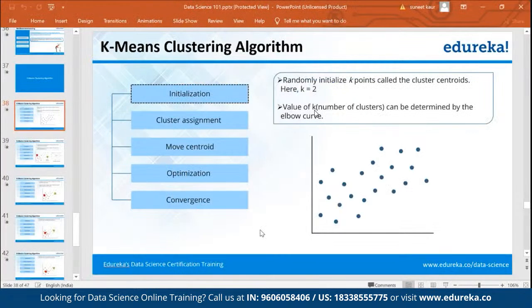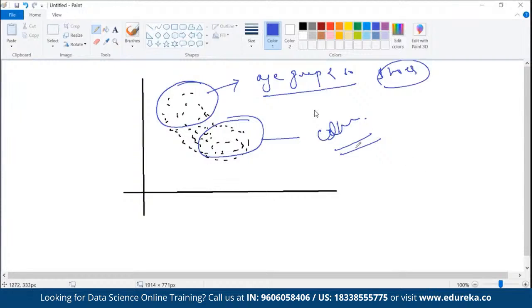Okay, so how does this algorithm work? I'll give you the basic idea of how it works. First of all, you randomly initialize K points called the cluster centroids. So you will say, okay, we are interested in calculating two clusters. I'm saying K is equal to 2. Now I'm pretty sure all of you must be wondering how we come up with this, where we say that K is equal to 2.